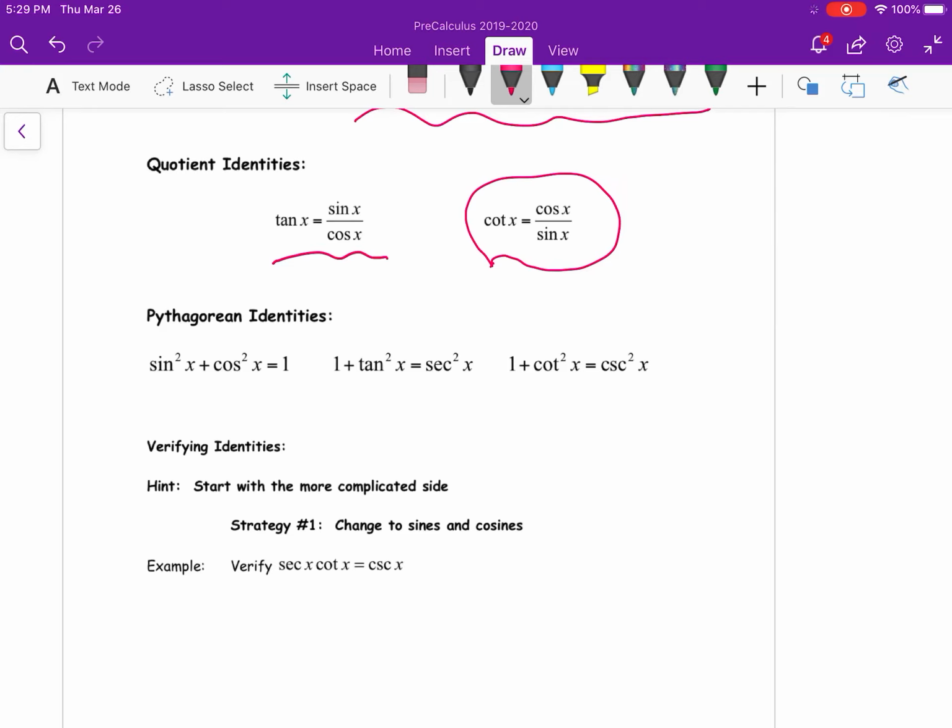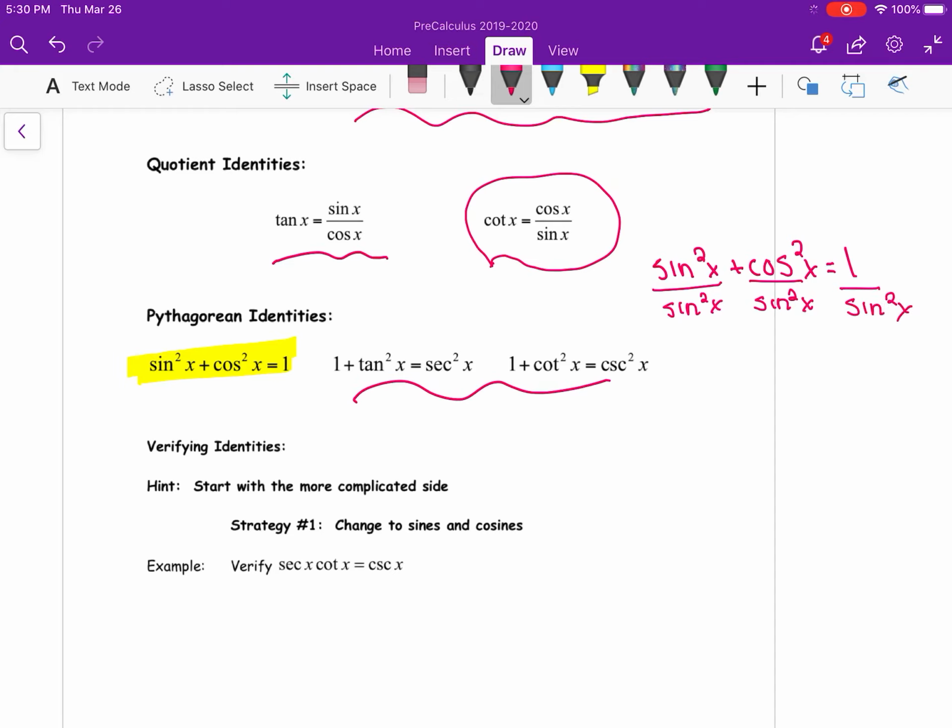There are some other identities that you need to know, and they are extremely important, namely this one. I'm not going to go through the derivation of the proof right now, but sine squared x plus cosine squared x equals 1 is super important. You can derive these other two, if you ever forget, by taking the original and dividing everything through by either sine squared or cosine squared.